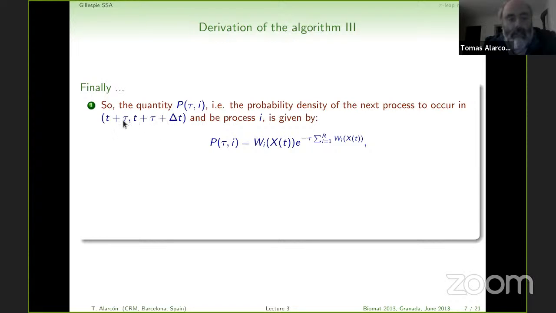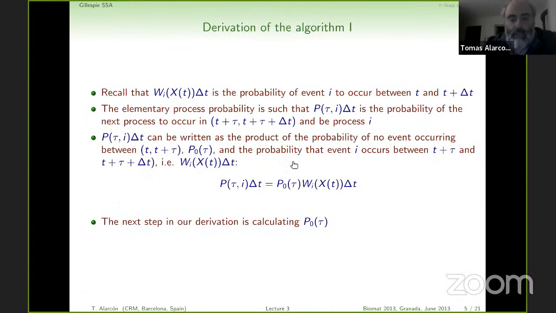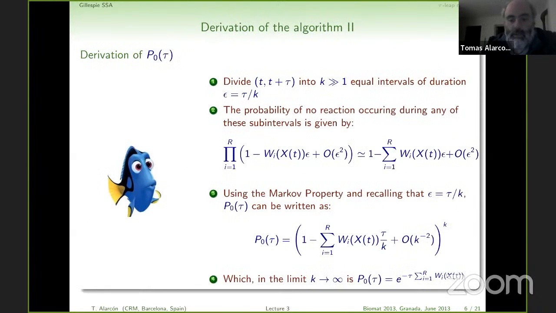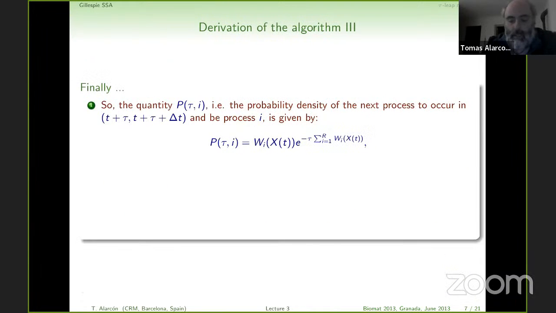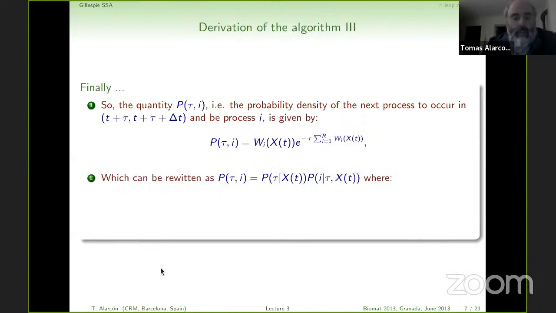we have that this probability, which we remind is the probability that the next event occurs after a time tau in an infinitesimal interval of length delta t, is given by this combination. So basically, what we have used is this definition here, and now we use the P of tau. So this quantity here, this P of tau I, can be rewritten in this way.